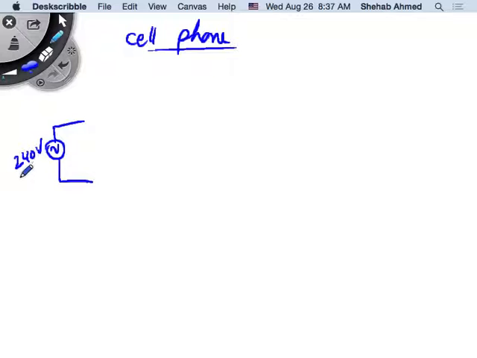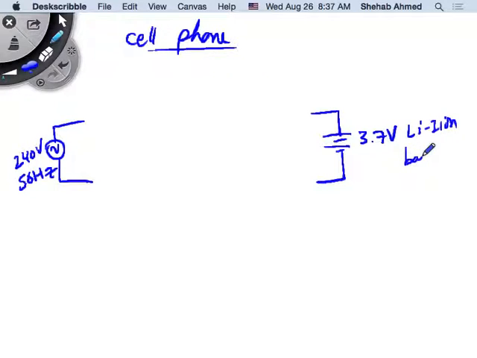Right, so it's 240 volts, 50 hertz. And then we said cell phone batteries are typically what? 3.7 volt lithium ion batteries. That's almost all cell phones here. Right? So how do I go from here to here? I want a block diagram. What sort of blocks do I need to fit in there to make this happen? The blocks out of the 4 blocks we talked about. We talked about what? AC to AC blocks, DC to AC, DC to DC, and AC to DC, right?